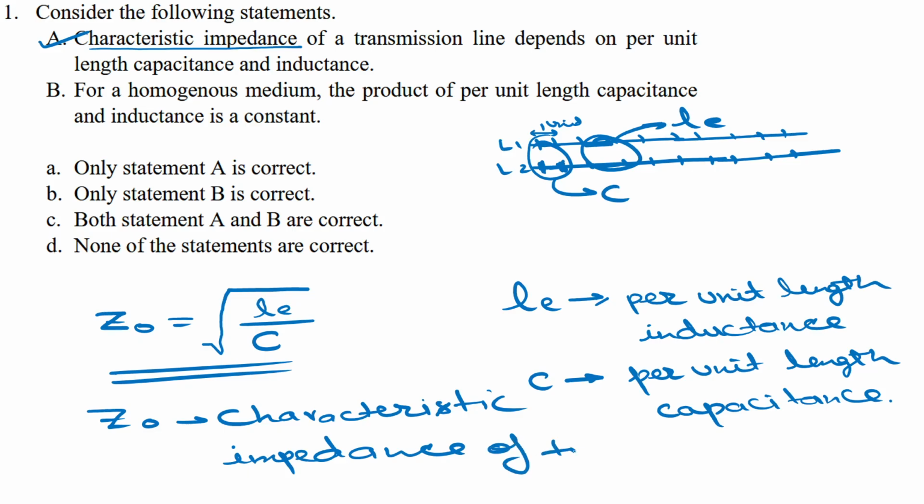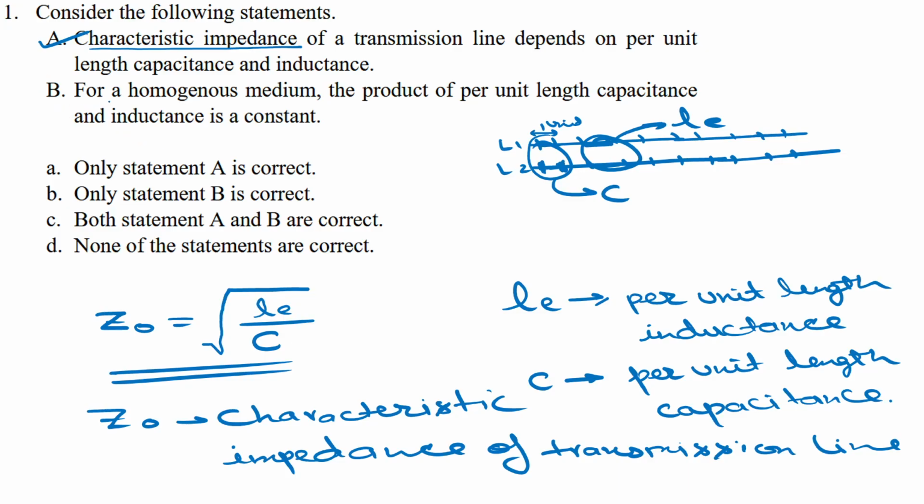Impedance of a transmission line. So it depends on both characteristic impedance as well as per unit length inductance as well as per unit length capacitance. So statement A is correct.